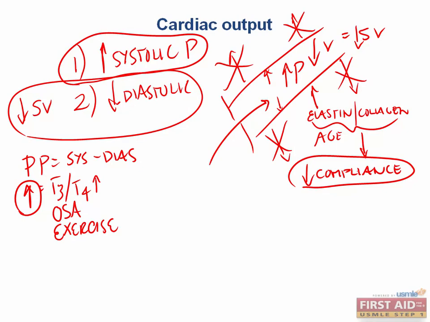Well, we know in hyperthyroidism that thyroid hormone is a very potent transcription factor, and it will cause an increase in transcription of beta-1 receptors, particularly in the heart. And we all know that this will increase our ability to contract. So we will be contracting at a much greater force during systole. And this means that we will increase our systolic pressure, therefore widening pulse pressure.